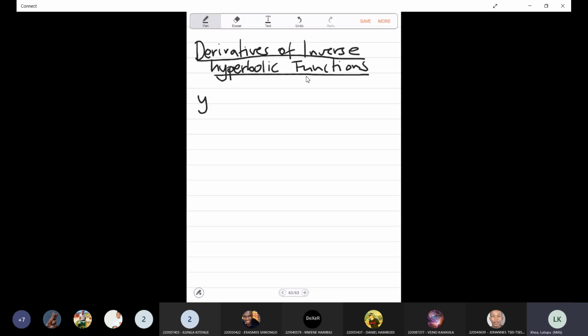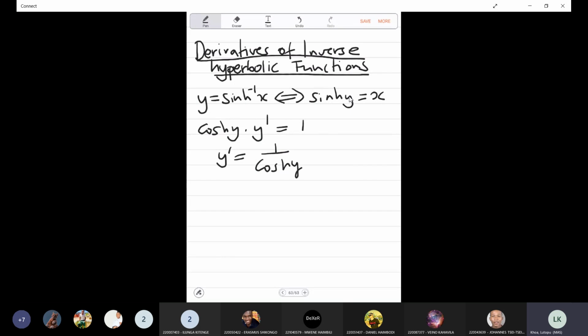So we know that if we have y is equal to the hyperbolic sine inverse of x, this means that sine hyperbolic of y is equal to x. So differentiating this we can do because we know how to differentiate this one. And doing that, we can differentiate sine hyperbolic, that is hyperbolic cos of y, and we multiply by y prime. This is equal to 1. So y prime is equal to 1 over cos of y.